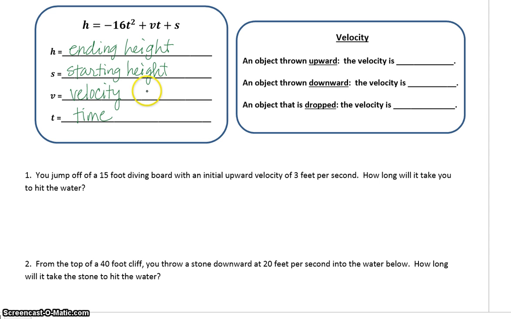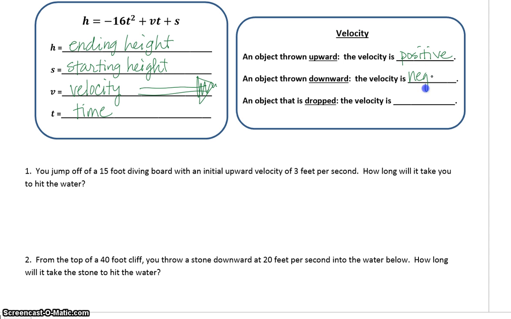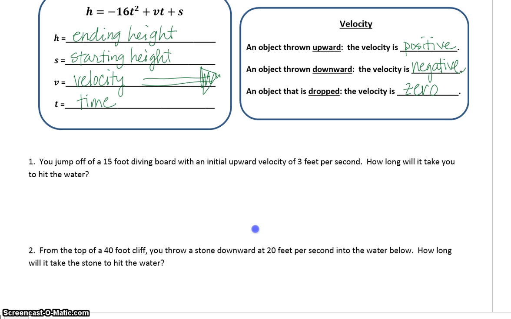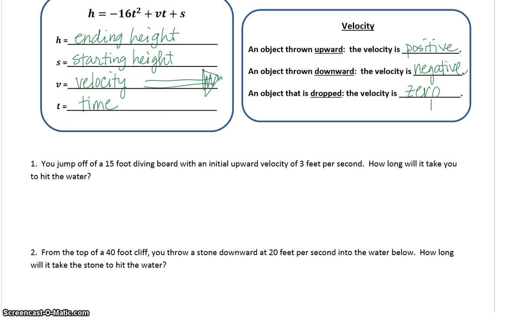Now let's talk about velocity more specifically. If you throw an object upwards, up in the air, the velocity is going to be positive. If you throw it downward, like off of a building, towards the ground, it's going to be negative. And if you just drop it, you don't throw it, you just release it, the velocity starts at 0. Okay, let's keep that in mind as we use this equation for real-life problems.